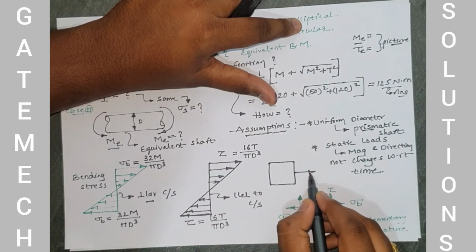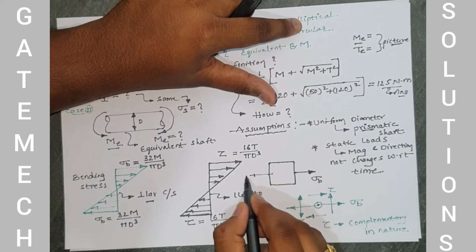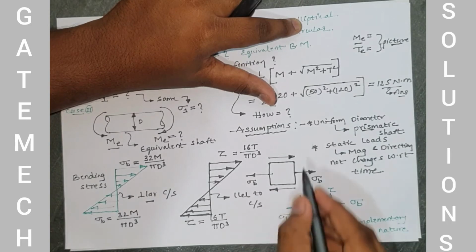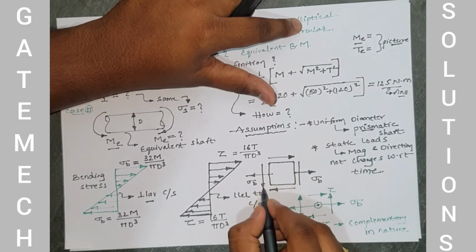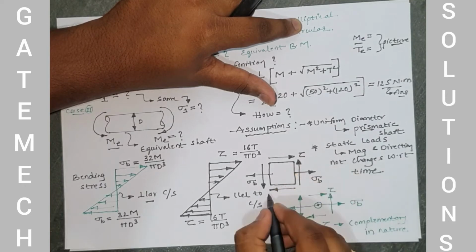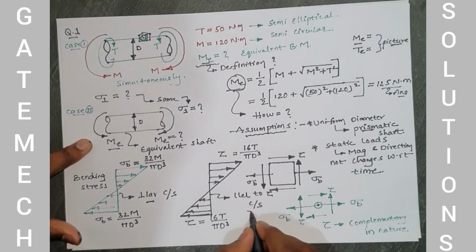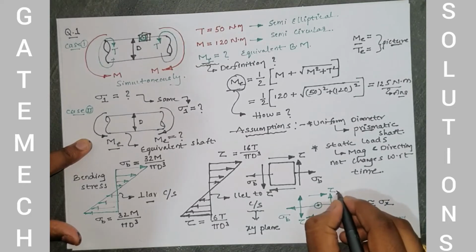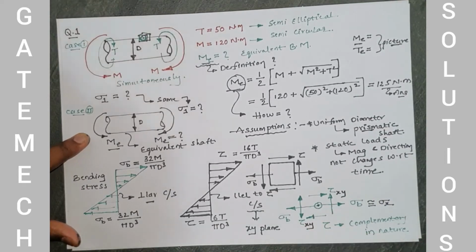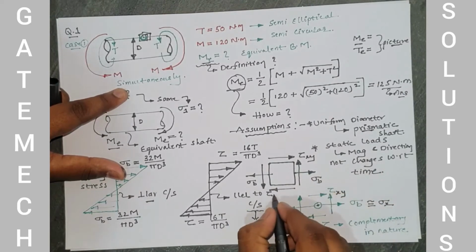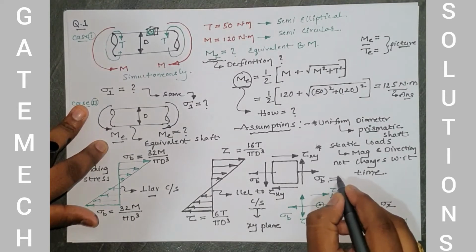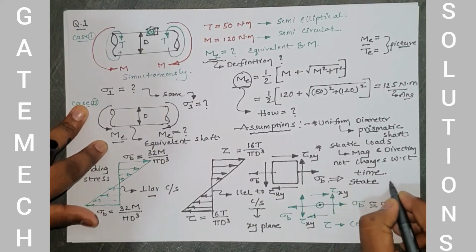So that point is subjected to sigma b, that is in tensile manner, and if this is clockwise, this should be anti-clockwise. Let us assume that the cross-section plane is xy, then sigma b can also be written as sigma x, and tau can be written as tau xy. Here there is no sigma y. So this is what exactly we call the state of stress.